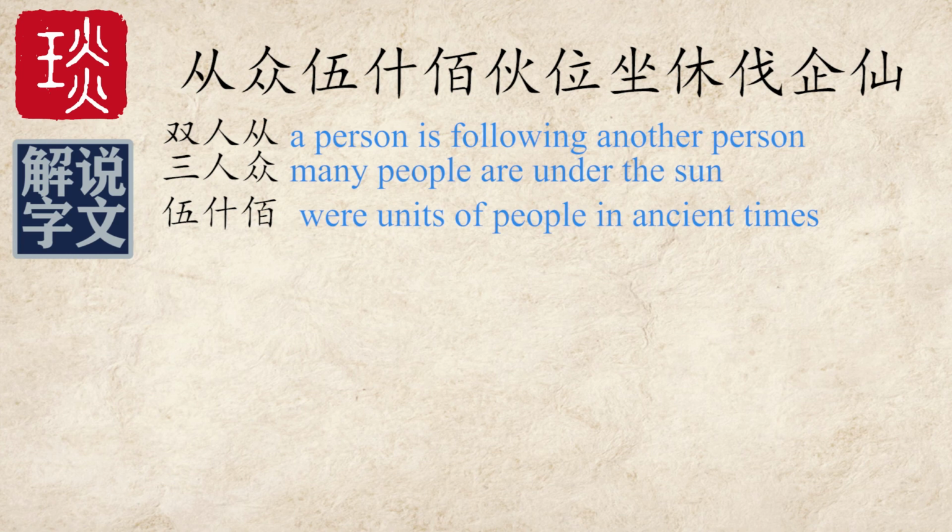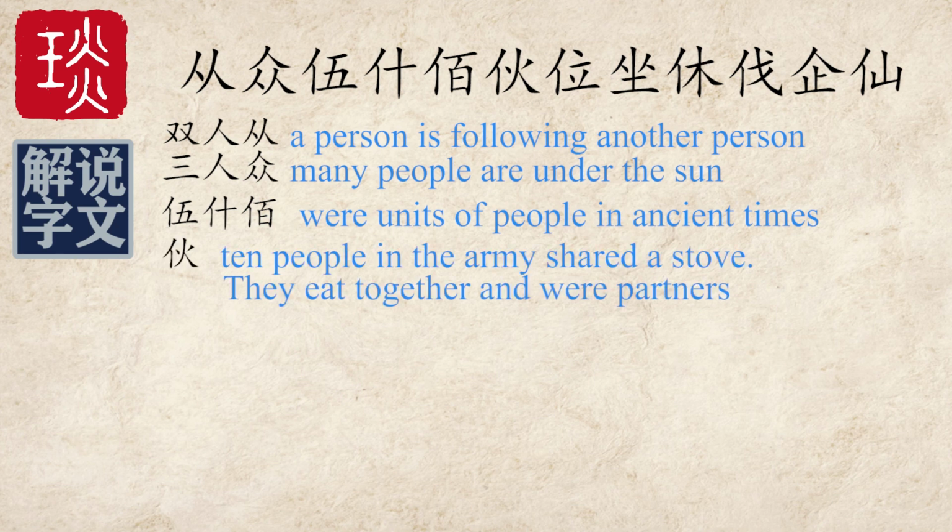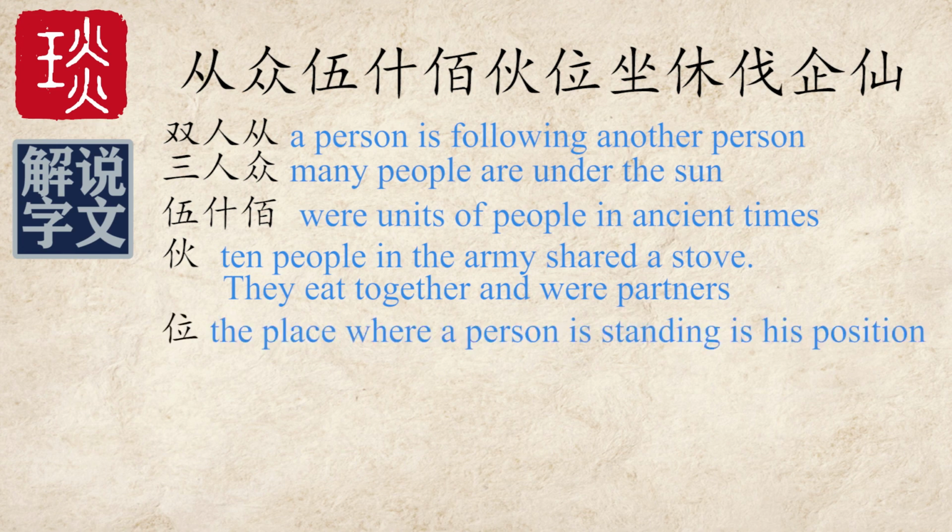伍 mostly means army now. 十 is used in 什么. 伙 10 people in the army shared a stove. They eat together and were partners, buddies. 位 The place where a person is standing is his position.